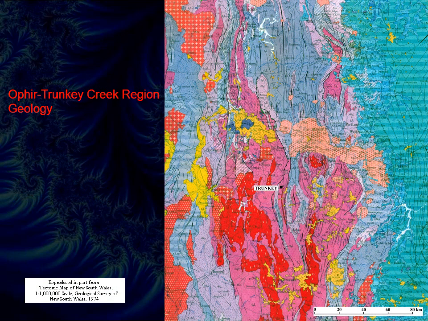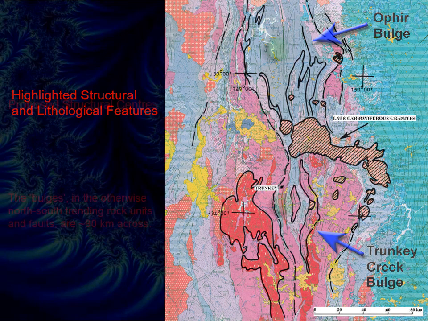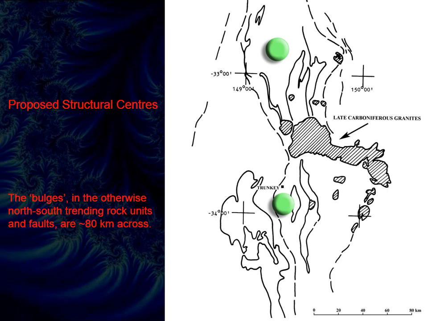Geology of the Ophir Trunkey Creek region highlights its structural and lithological features, highlighting the bulges at Ophir and Trunkey Creek. The proposed structural centers at each of these bulges.